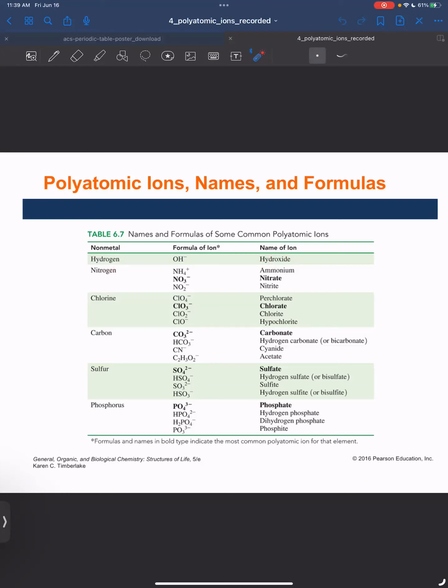We have the nitrogen series: ammonium, nitrate, nitrite. The chlorine series is perchlorate, chlorate, chlorite, hypochlorite. The carbon series is carbonate, hydrogen carbonate, also known as bicarbonate, either works. Cyanide and acetate. The sulfur series: sulfate, hydrogen sulfate, or bisulfate, either works. Sulfite, hydrogen sulfite, or bisulfite, either works. And phosphorus: phosphate, hydrogen phosphate, dihydrogen phosphate, and phosphite. And note the formulas and the charges are there.